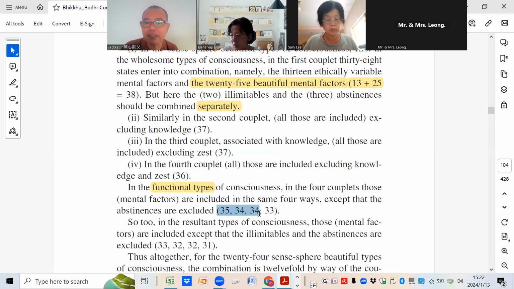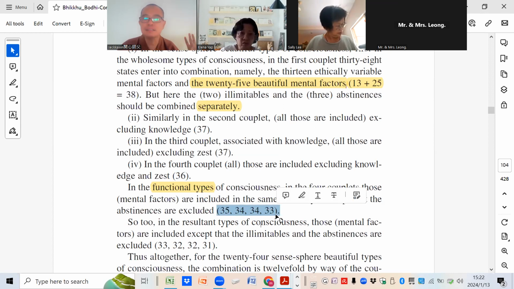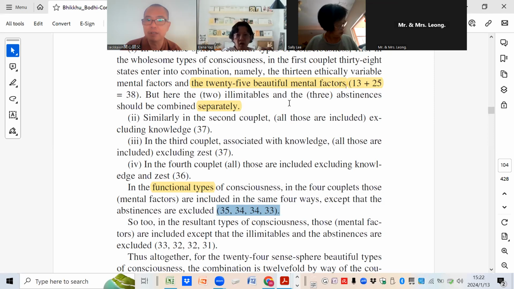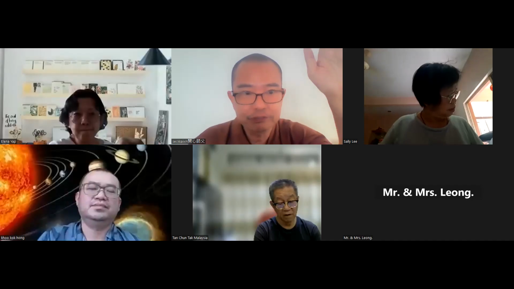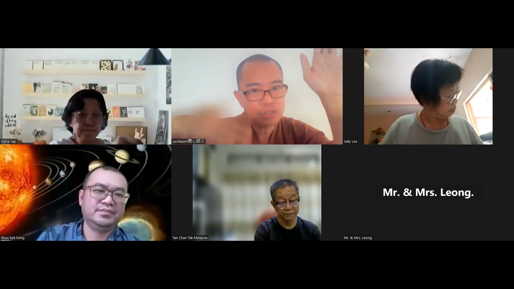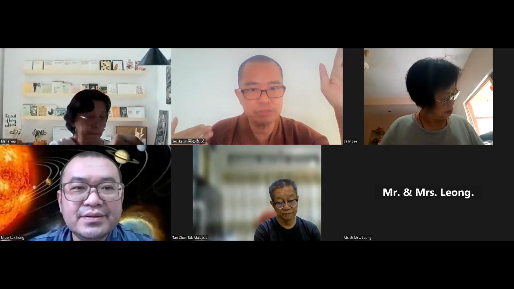So this is the figure for the functional type of consciousness. They go this way to simplify the calculation: 35, 34, 34, 33. Do you follow? From this, jump to here, just deduct 3 for all.